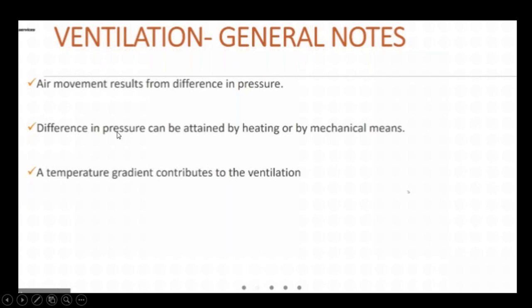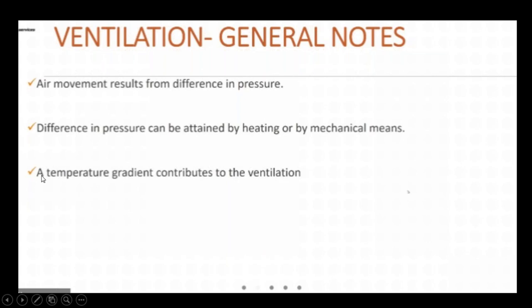Point number two, difference in pressure can be attained by heating or by mechanical means. How can we create a difference of pressure? By mechanical means, we can create a pressure difference by fan, by blower, by compressors. When we create a pressure difference, then we achieve velocity of the air. We can also move air by heating or cooling. When there is a temperature gradient, we can move the air. However, the most effective means of moving the air are mechanical means, and mostly we use mechanical means like fans and blowers in the industry.